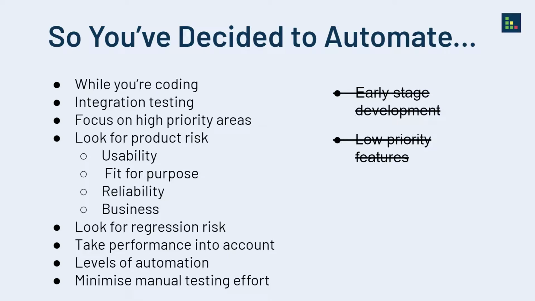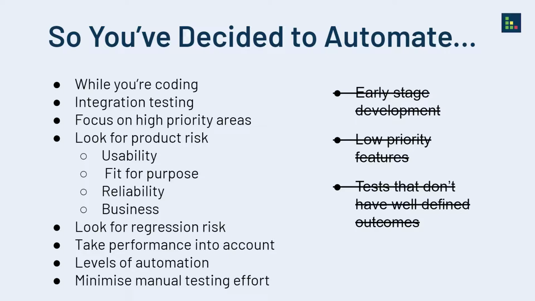Low priority features. I've already talked about prioritization quite a bit. Don't waste your time trying to automate low value features. Focus on bigger wins. And if you're not sure whether a feature is high or low priority, go and check in with your product owner or product manager. They will almost certainly have an answer for you.